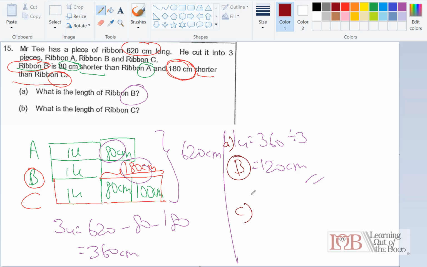What about part B? So for part B, to find C will be 1 unit plus 180. So you have 120 plus 180, which is 300 cm. So for this case, you just have to take note of the phrasing here and here. This part is tricky, yeah, so please take note and get your child to really understand what's the difference.